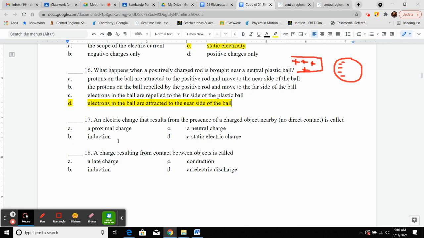Now, number 17, an electric charge that results from the presence of a charged object nearby. No direct contact is called what? What does that exactly mean? See how here there's no direct contact. This was neutral. Because all the electrons move to the near side, that makes this side of the ball mostly negatively charged and this side mostly positive charge. So when that has happened, we are saying this is induction. So here you're looking for letter B, induction.